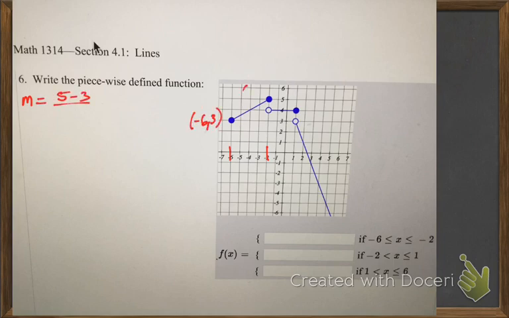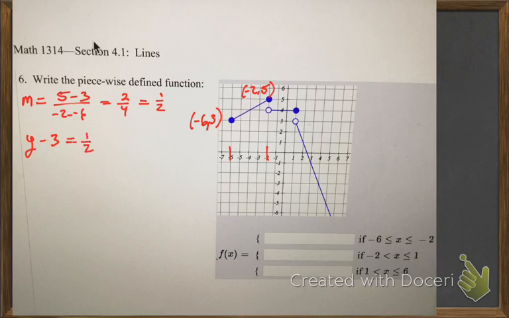Okay, so our points are (-6, 3) and (-2, 5). Change in y, 5 minus 3, over the change in x, -2 minus -6, will be 2 over 4, which reduces to 1/2. Now I need to pick one of the points, doesn't matter which one, and put them into the point slope formula.